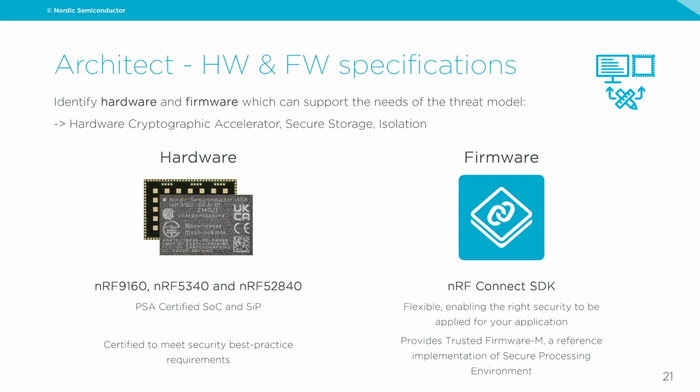So let's say that we need, for example, hardware cryptographic acceleration. We would need secure storage, and we would need to implement isolation. So for the hardware, we would be picking something like the nRF9160 or the nRF5340 or the nRF52840. These are PSA certified SoCs, the 5340 and the 52840, and an SiP, system in package, for the 9160, which is a cellular device. So these are certified to meet security best practice requirements. So that's on the hardware side.